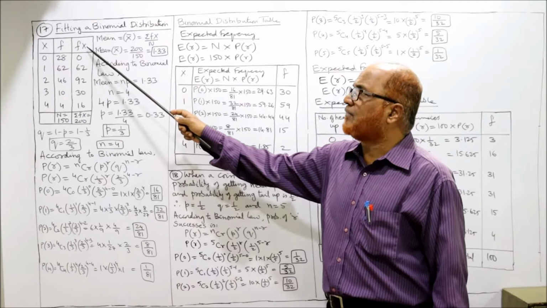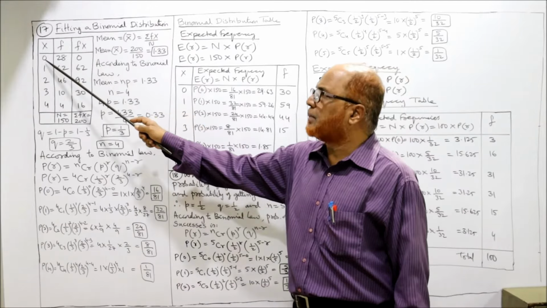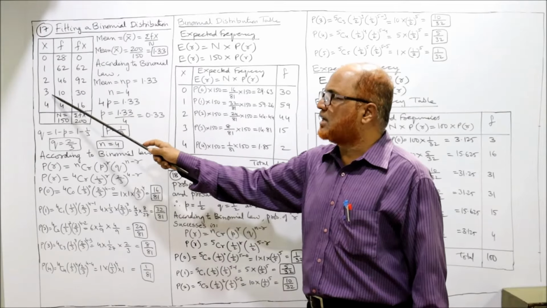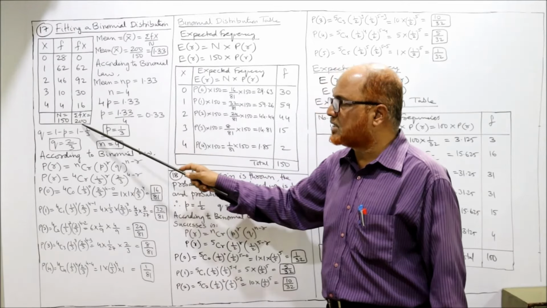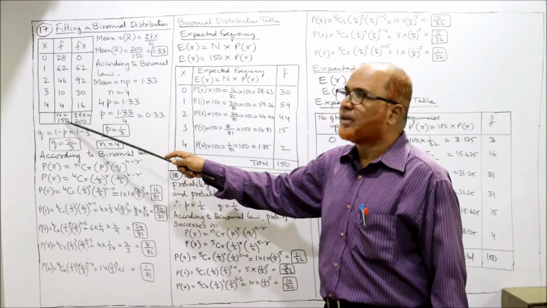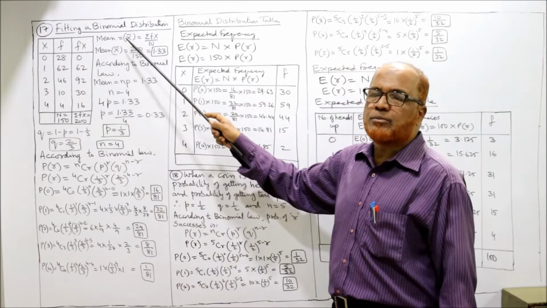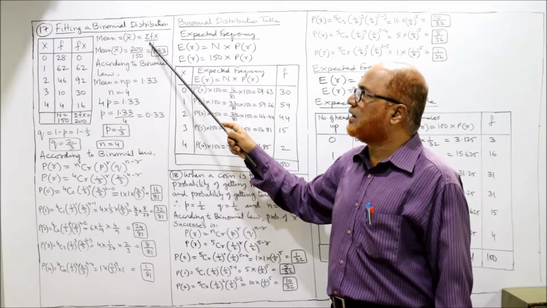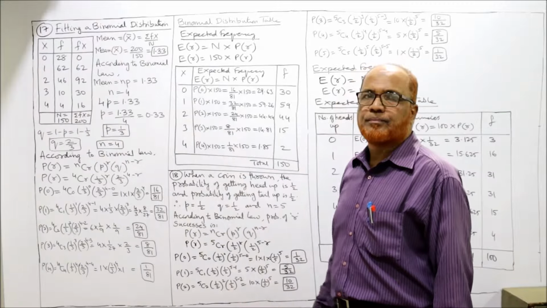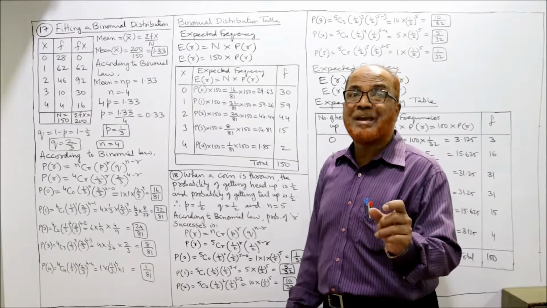So we need a column fx, f into x. Multiply 0 into 28, 0, 1 into 62, 2 into 46, 3 into 10, 4 4s are 16. Total summation of fx is 200 and n, total of frequency, is 150. Now mean का arithmetic mean का formula है summation of fx by n. So 200 by 150, 1.33. 1.33 is the mean value.